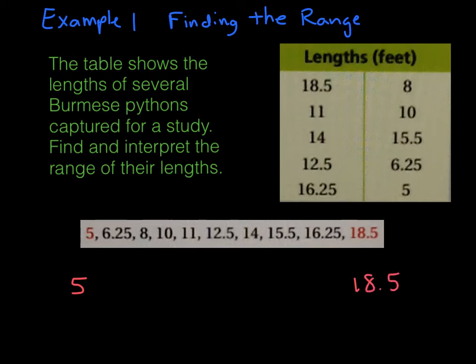The range of the lengths is, we take our 18.5, we take our greater one, and we subtract our least from it. So 18.5 minus 5 equals, remember we line up the decimals when we're doing this as side math, 13.5 feet. So this means that the lengths vary by no more than 13.5 feet. So that ends up being our range.